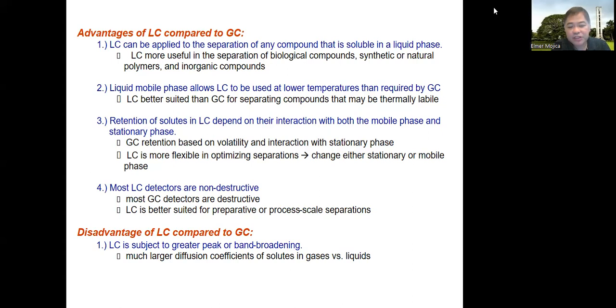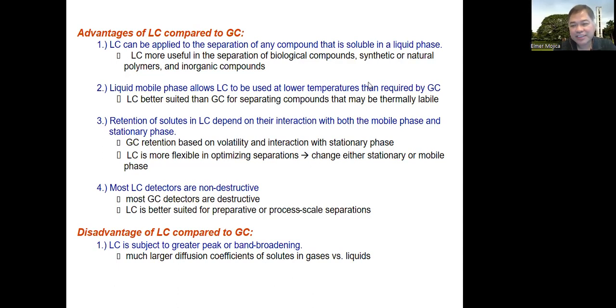Another advantage that we could mention is what we call non-destructive LC detectors. What does it mean? Anyone? What does non-destructive mean? Non-destructive detectors. Is it the first time you hear the word? Anyone? No? You're ready for the break.